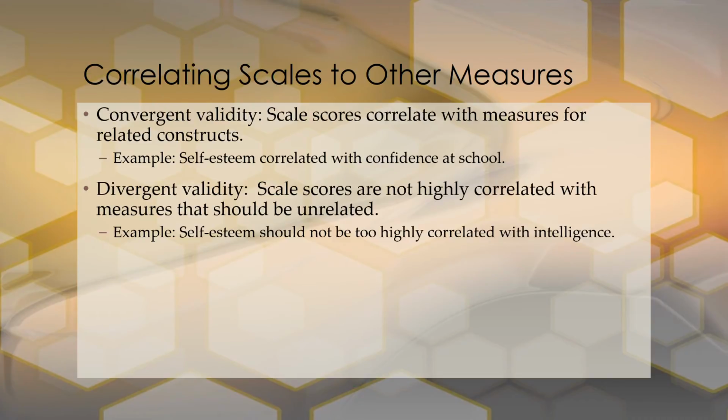Another way to collect evidence for validity is to correlate your scale with other measures. And you can have convergent validity. Convergent validity is when your scale scores correlate with measures for related constructs. So for example, self-esteem should be correlated with confidence at school. So the two constructs of self-esteem and confidence at school in theory should be related to each other. So if you have a higher sense of self-worth, then you'll have more confidence at school. So the measures of those two should be correlated with each other.